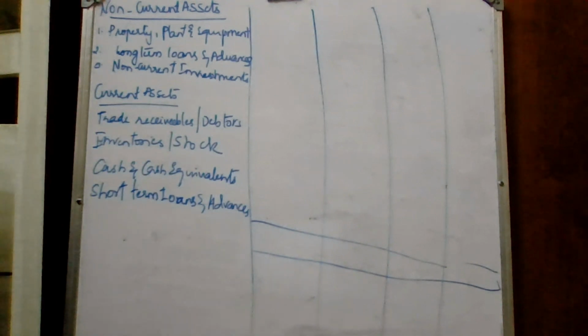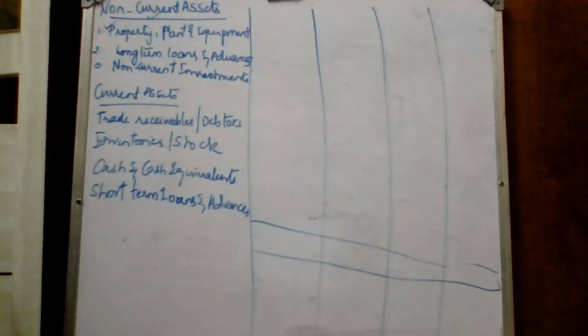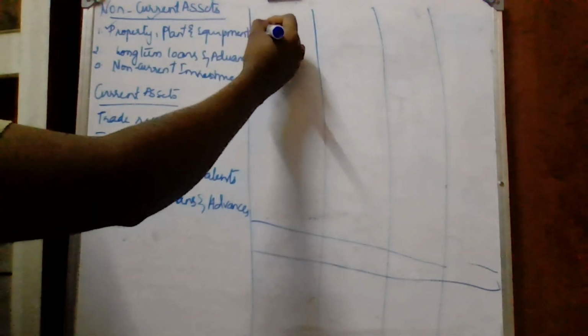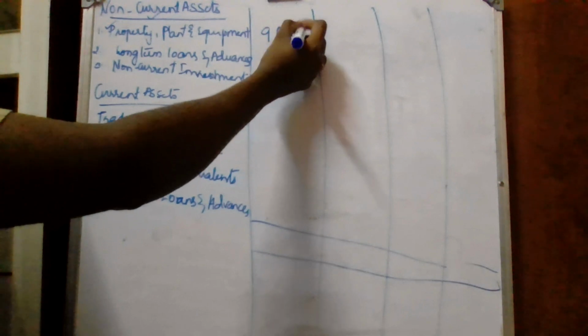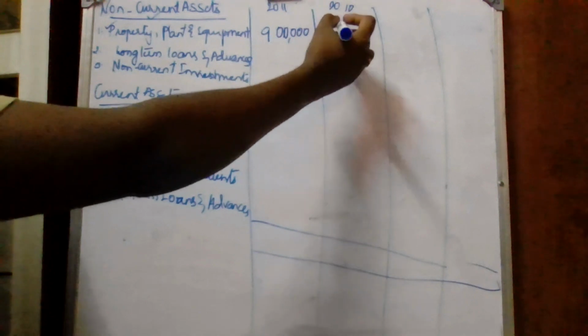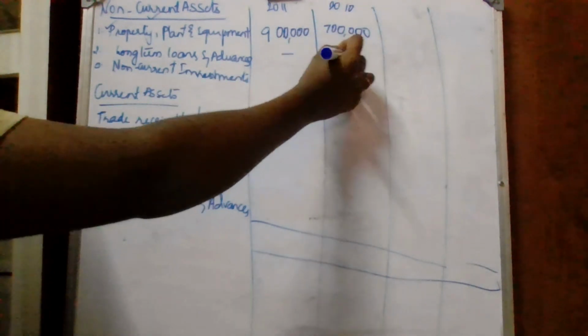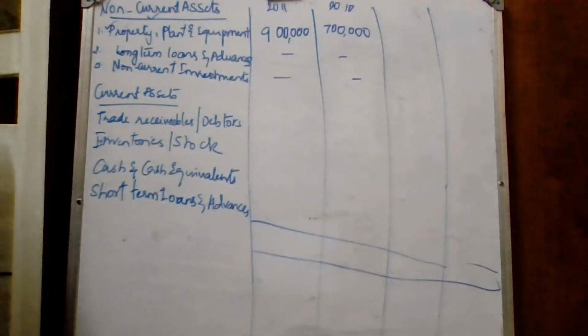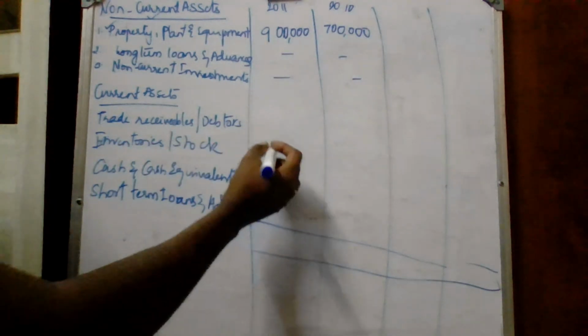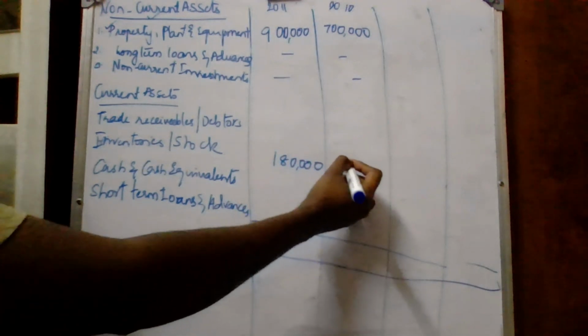Building and machinery is a non-current asset and it comes under property, plant and equipment. So we shall total buildings and machinery. Buildings and machinery is 9 lakh for 2011. 2010 is 7 lakh. We have no loans or advances or non-current investments. Next we have stock, which is also known as inventories. So 1,80,000 current year, previous year it was 2 lakh.